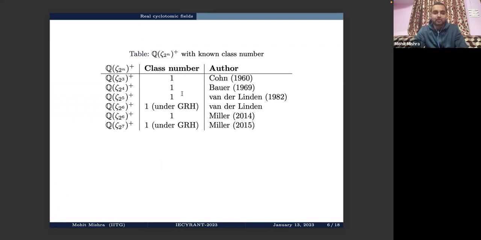And in 1960, Cohn proved this conjecture for n equal to 3. Later on, for n equal to 4, it was verified by Bauer. And in 1982, van der Linden proved this conjecture for n equal to 5. And in the same paper, he proved this conjecture for n equal to 6 under the assumption of the generalized Riemann hypothesis. Again, recently, Miller proved this for n equal to 6 without any condition. And in the next year, he proved this conjecture for n equal to 7, again under the assumption of the generalized Riemann hypothesis.